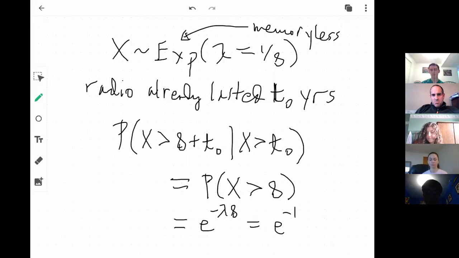Isn't this memoryless property kind of surprising? If I know that it's lasted this long already, what's the probability that it will last another 8 years? Well, it turns out that all I need to say is that it's the same as if it were going to last 8 years from the beginning. That's an amazing thing to think through, that that's how the exponential distribution behaves.